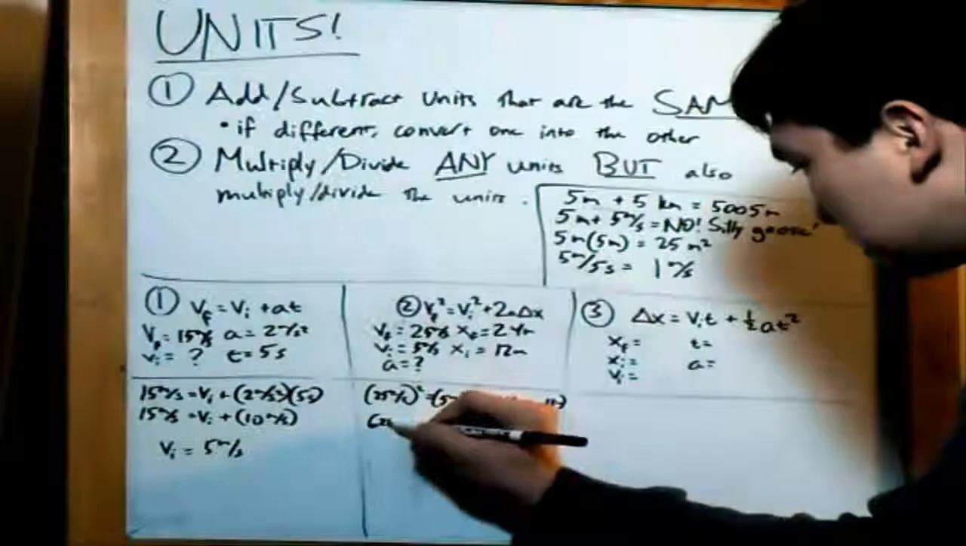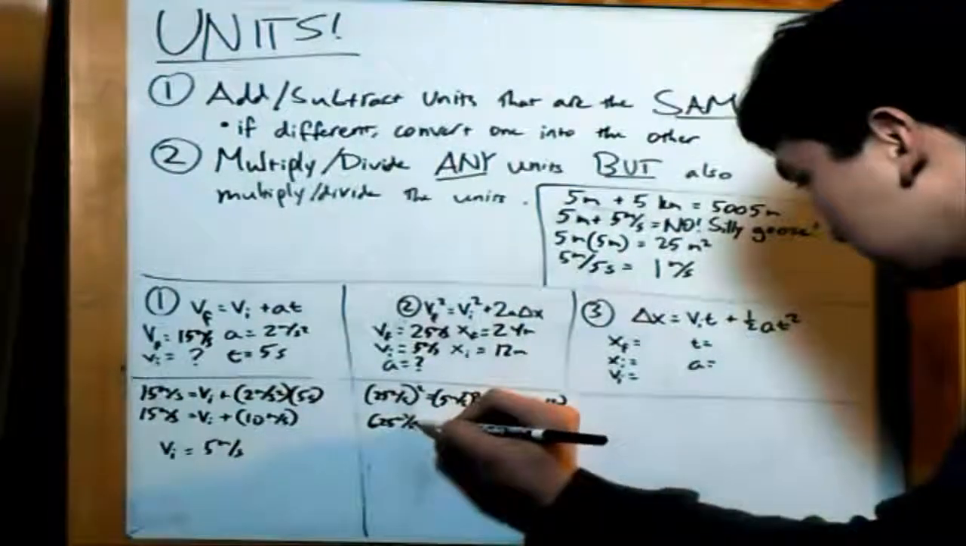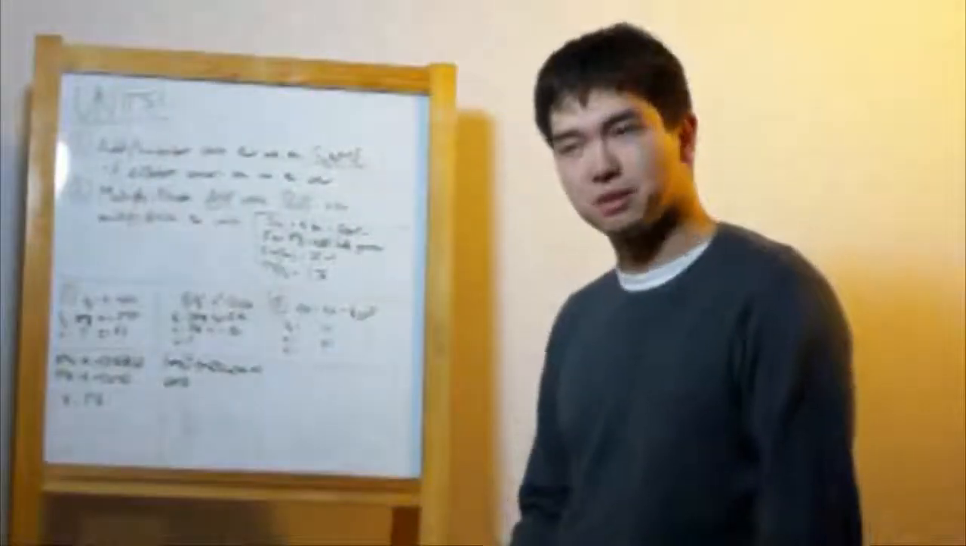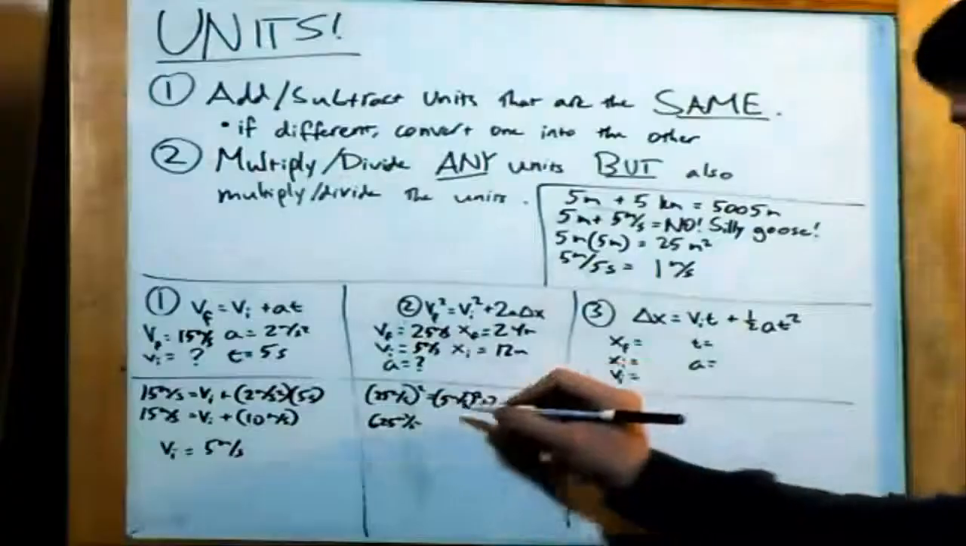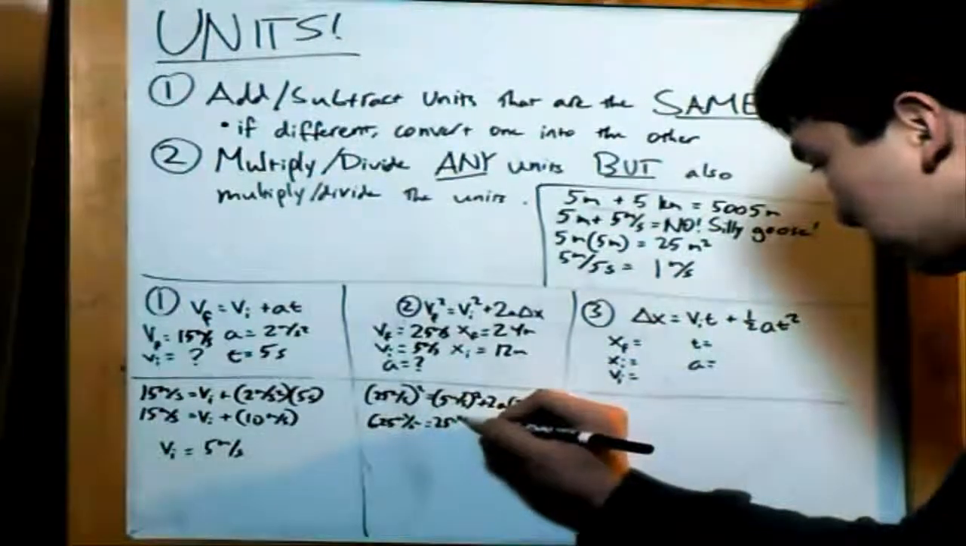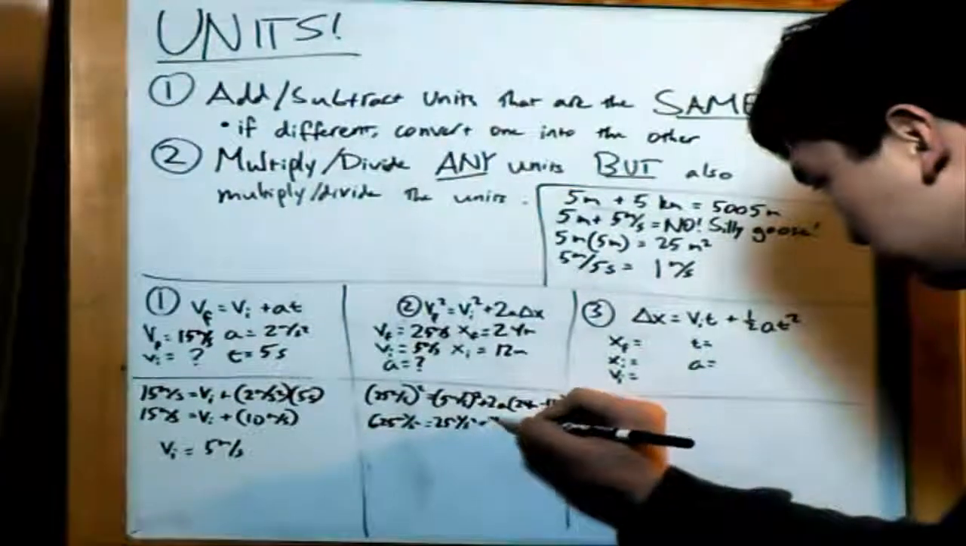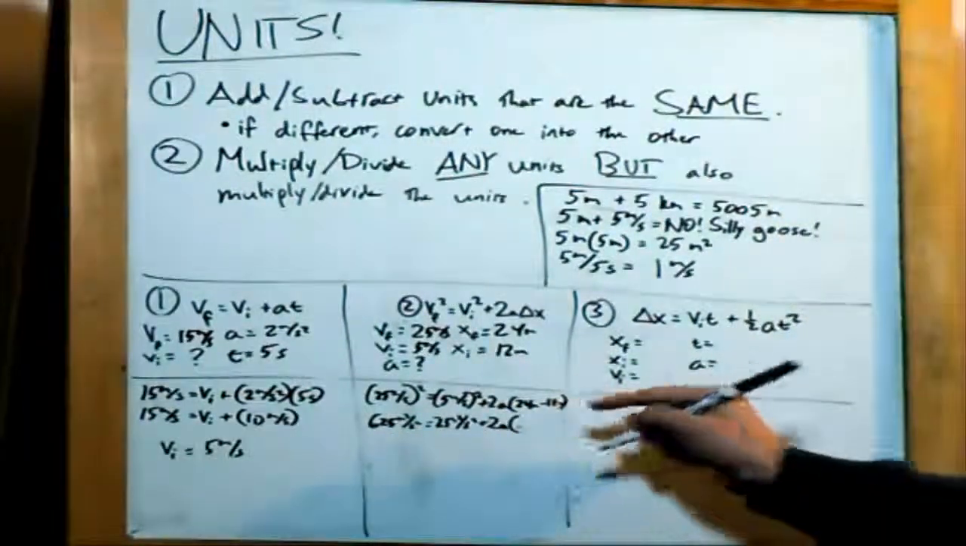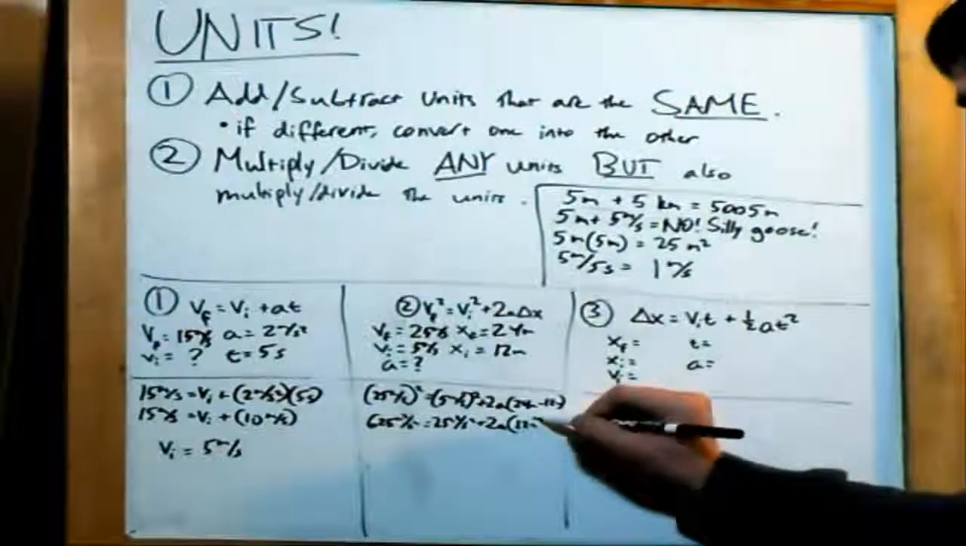25 squared is 625 meters squared per second squared. Notice that I applied the same operation to those units. And then we have 5 meters per second squared gives us 25 meters squared per second squared, plus 2 times the unknown acceleration. 24 meters minus 12 meters is 12 meters.